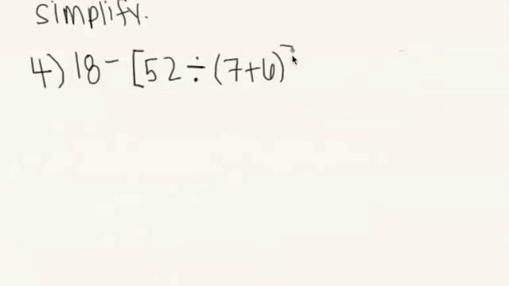And what I want to do is 18 minus 52 divided by 7 plus 6, just like that. Okay? And so, go ahead and take a few seconds to try and work this one out first. In order: parentheses, exponents, multiplication, division, addition, subtraction. Okay. Always working from left to right.